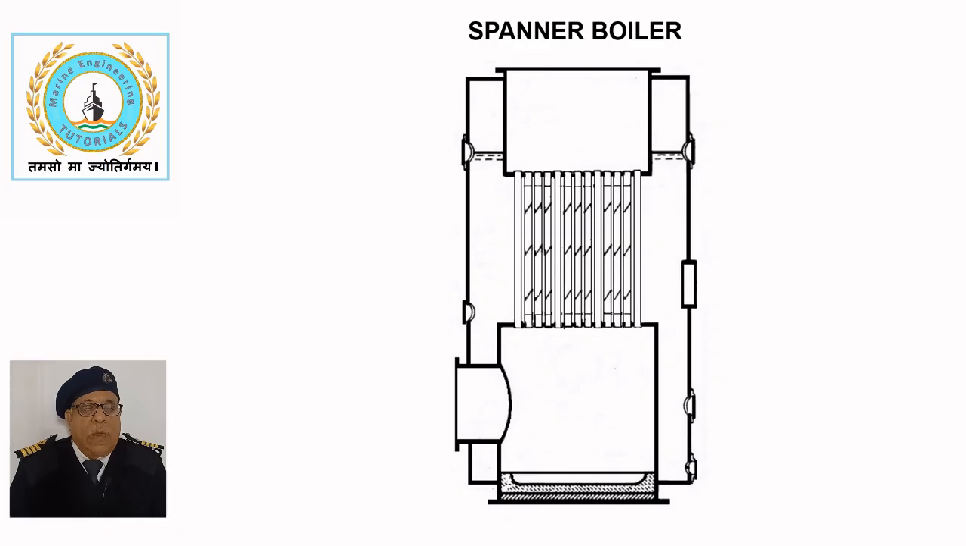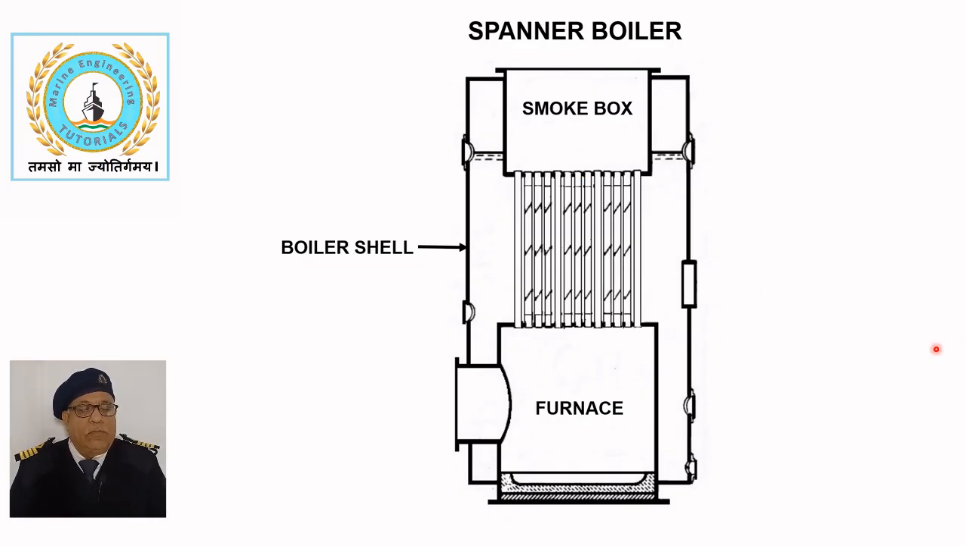Spanner boiler. This sketch shows a vertical smoke tube Spanner boiler developed by the German engineer Fritz Spanner in the mid 20th century for industrial applications. It consists of an outer shell that encloses a cylindrical furnace, which is connected by vertical smoke tubes to a cylindrical smoke box at the top of the boiler. The bottom of the furnace is lined with refractory material.